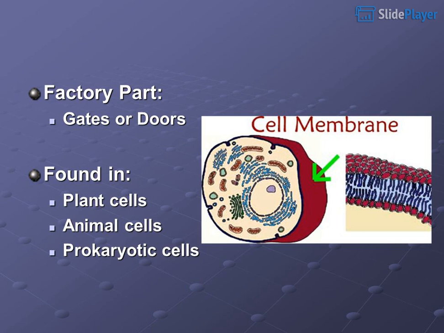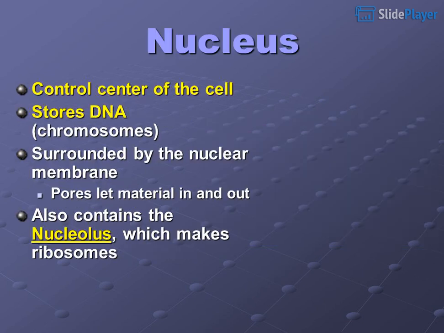The nucleus is the control center of the cell. It stores DNA and chromosomes. It is surrounded by the nuclear membrane, and pores let material in and out. It also contains the nucleolus, which makes ribosomes. Cells with more than one nucleus include muscle cells and liver cells, largely because of the massive volume of cytoplasm and number of organelles that need controlling.